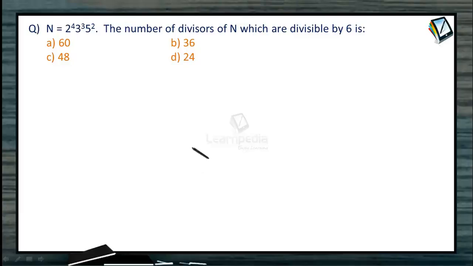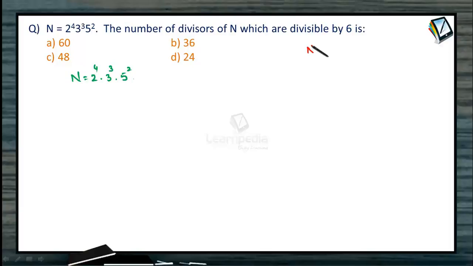Yes, what is the question? When n is 2 to the power of 4, 3 to the power of 3 into 5 to the power of 2, right? Then we need the number of divisors of n. And what kind of divisors are required? Those divisors which are divisible by 6.